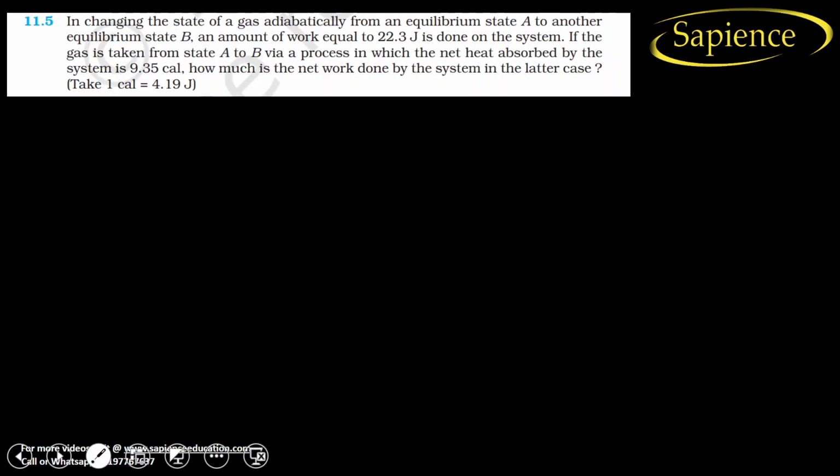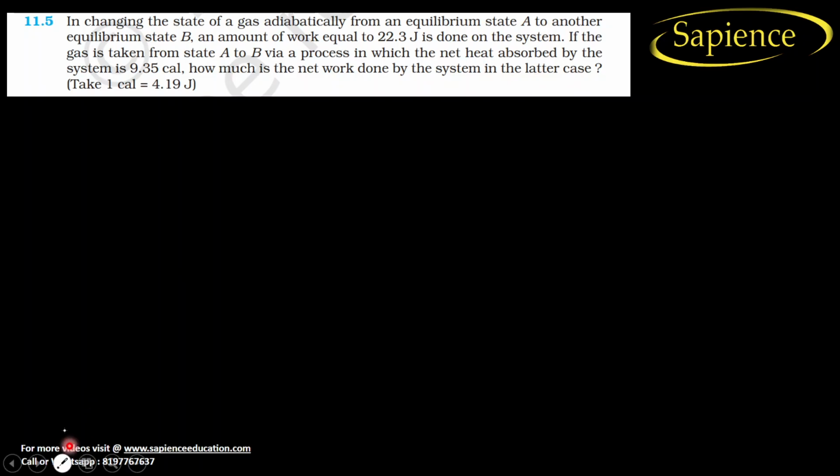Now let us go to the next question. It is 11.5. It is given that in changing the state of a gas adiabatically from equilibrium state A to another equilibrium state B, an amount of work done is 22.3 joule on the system. If the gas is taken from the state A to B via a process in which the net heat absorbed by the system is 9.35 calorie, how much is the net work done by the system in the latter case?